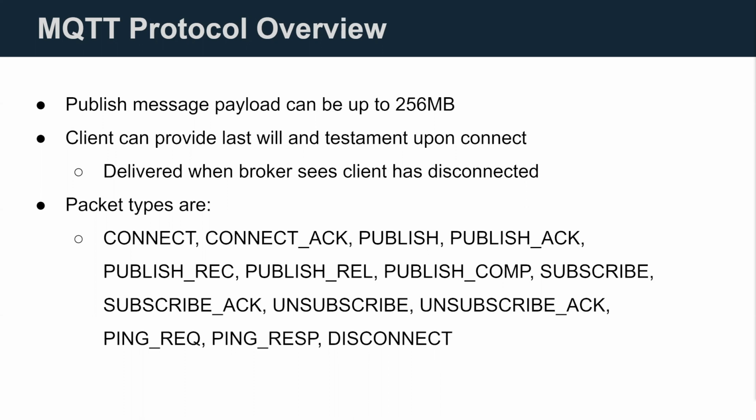Also, as you can see, there are only 14 packet types for the 3.1.1 protocol. So it makes it very lightweight and easy to implement.